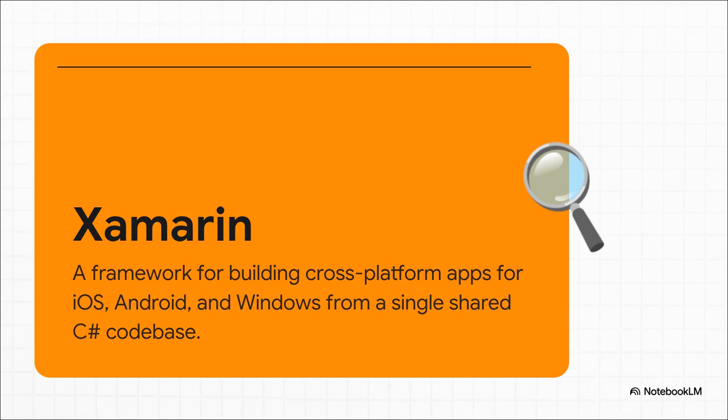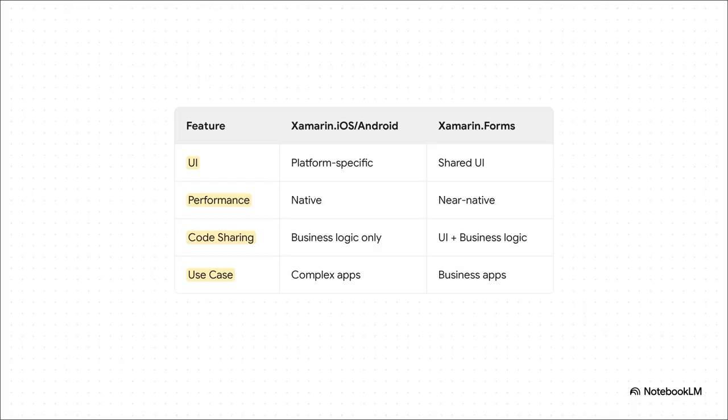And the magic here, the real kicker, is that you write the brains of your app just once, in C#, and then you share that logic across all the different platforms. That saves a ridiculous amount of time and effort. Now, even within Xamarin, you've got another important choice to make. You can use Xamarin.Forms to share not just your logic, but your UI code too. That's perfect for business apps where you want everything to look and feel consistent.